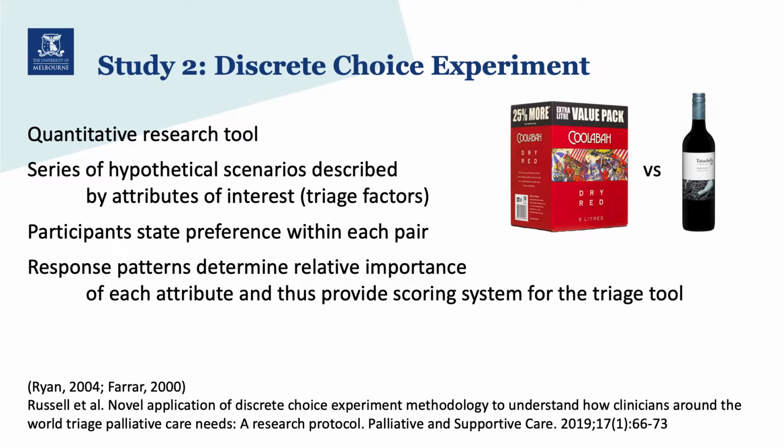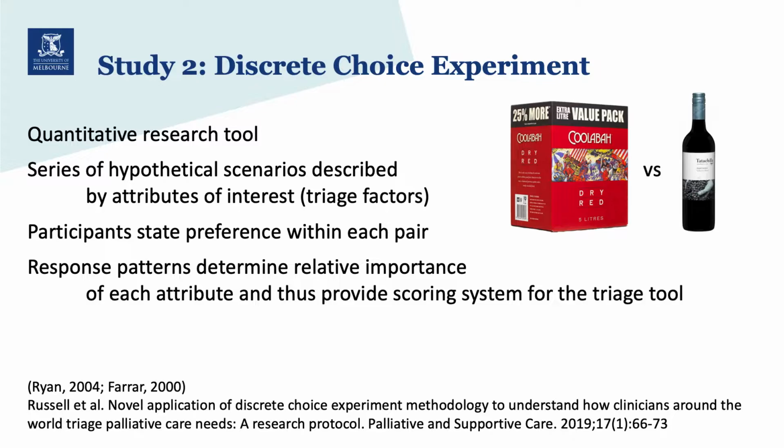So it's a quantitative research tool, and in a discrete choice experiment, or DCE, a series of hypothetical scenarios are described by the attributes of interest, so in this case the triage factors. Participants state their preference within each pair, and the response patterns determine the relative importance of each attribute and thus provide the scoring system for the triage tool.